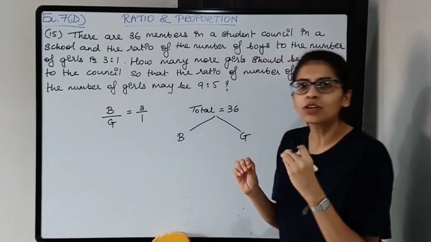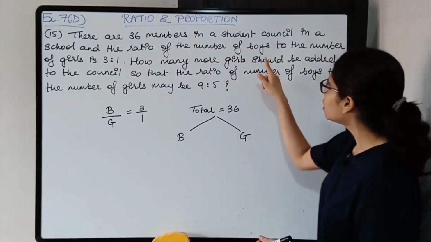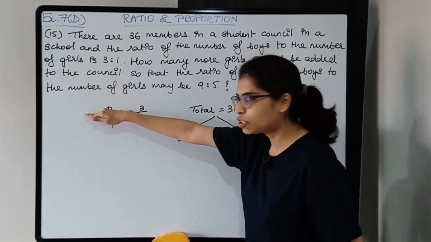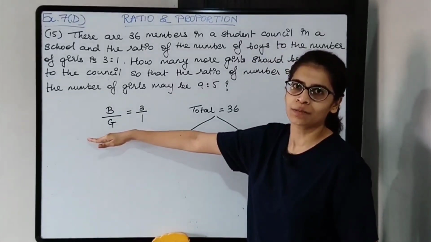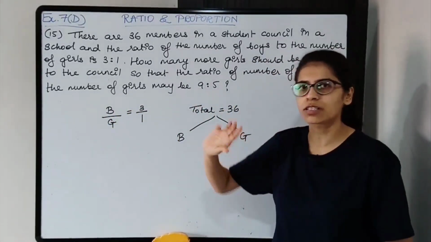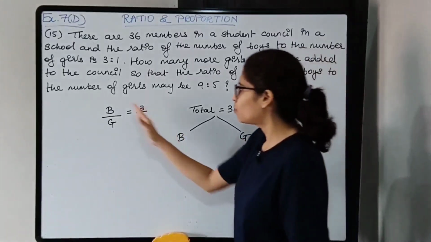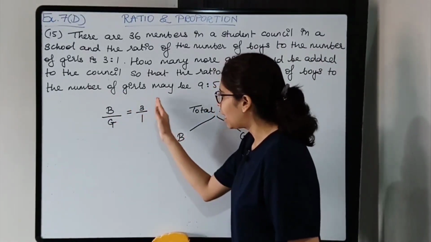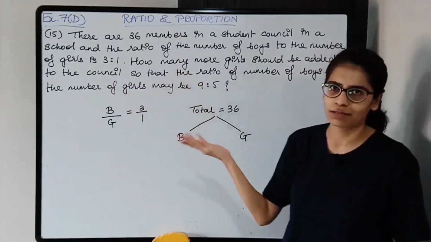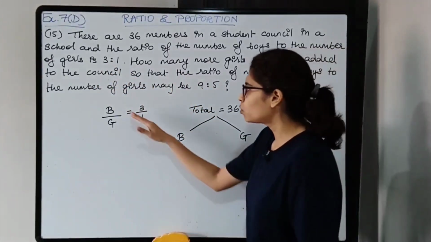So go in correct order, students. First they have mentioned number of boys and then the number of girls. So boys will be in numerator, girls in denominator. You have to write the ratio in correct order, otherwise your answer will come out wrong. So first boys then girls, and ratio is 3:1. So first 3 is written, 3 numerator then 1. So this is the ratio.